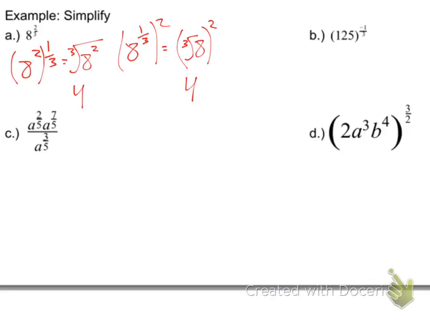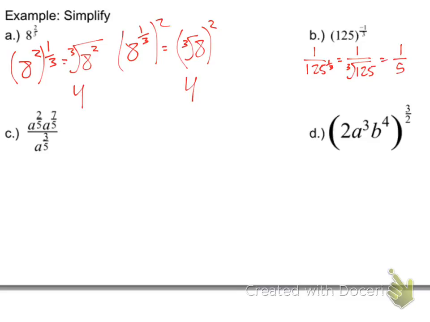Moving on to that next one, it's 125 to the negative 1/3. What should I do first? Something with a negative. I don't like negative exponents, so it goes to the bottom. So it should become 1 over 125 to the positive 1/3. If you feel inclined, you can change that to the cubed root of 125, and what times itself 3 times? So it ends up being 1/5.